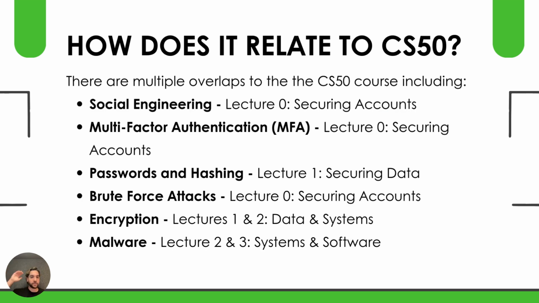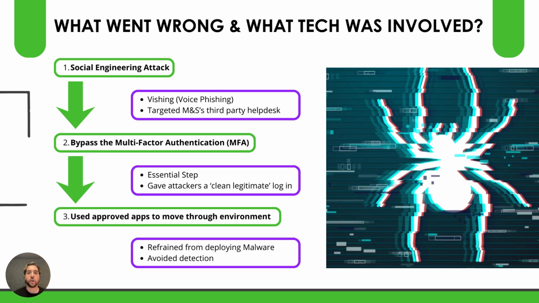How do we relate to CS50: social engineering, MFA, passwords and hashing, brute force attacks, encryption, malware? So hopefully it gives an overview of quite a bit of the course that we covered, essentially. So what went wrong and what tech was involved?